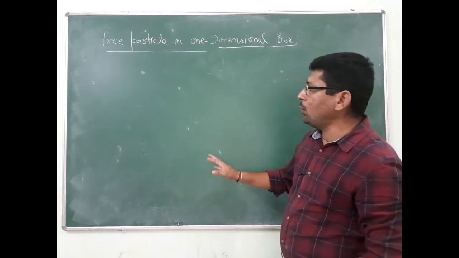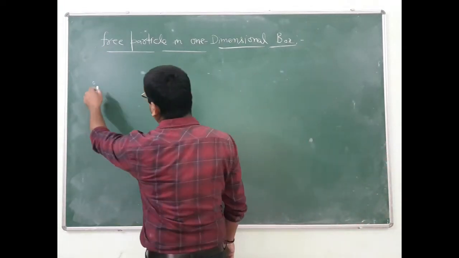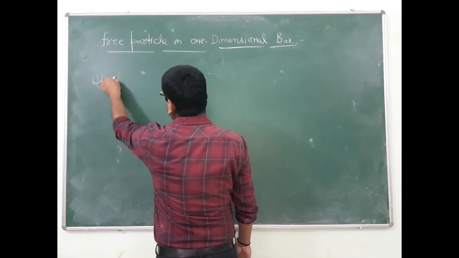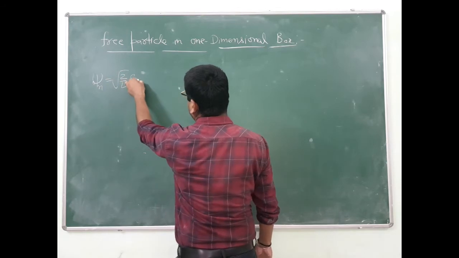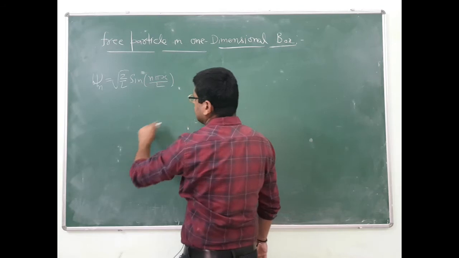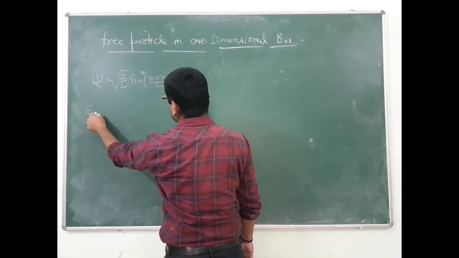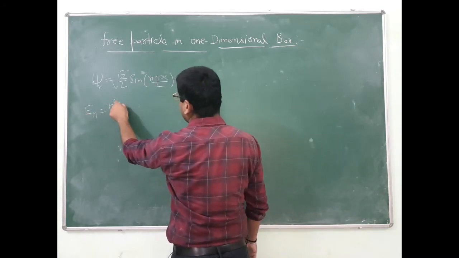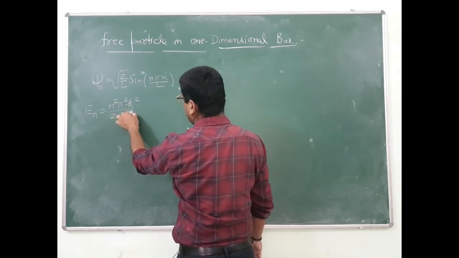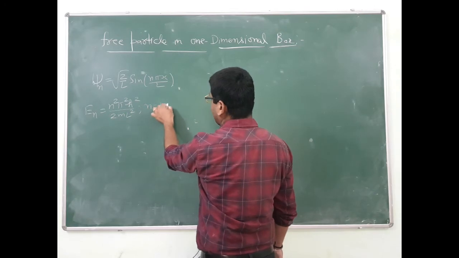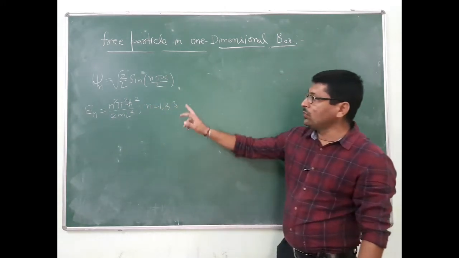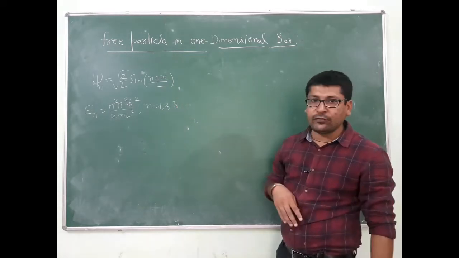Okay, so till now what we have calculated for this problem is its wave function, which is psi n equals square root of 2 by L sine n pi x by L, and its energy eigenvalues En, which is n squared pi squared h cross squared over 2 m L squared, where n can vary from 1 to 3 and so on.